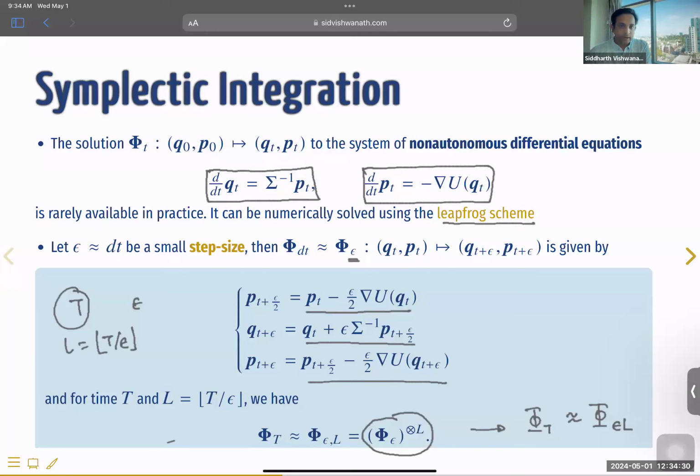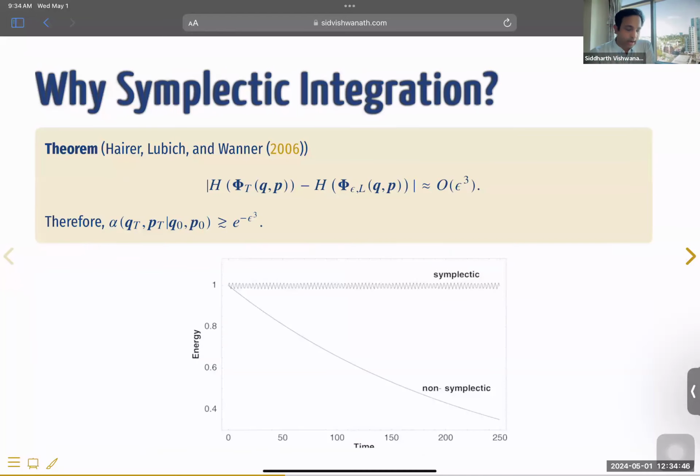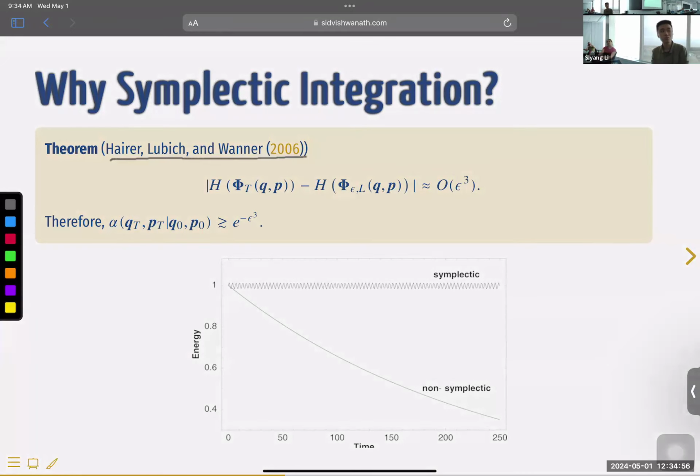Okay, so this was a really quick introduction to Hamiltonian Monte Carlo and what makes it so successful in practice, right? And the importance of symplectic integration is that the following theorem, essentially a culmination of different works over 30 years, has really studied the geometry of these symplectic integrators.